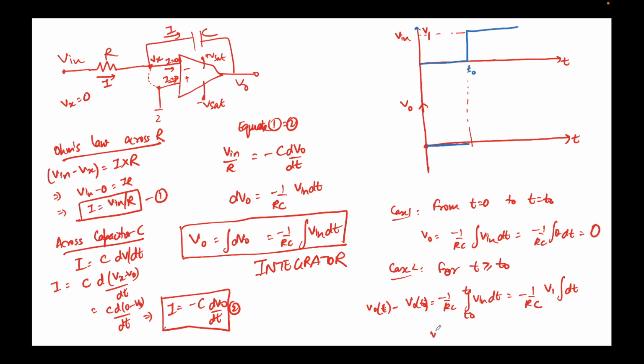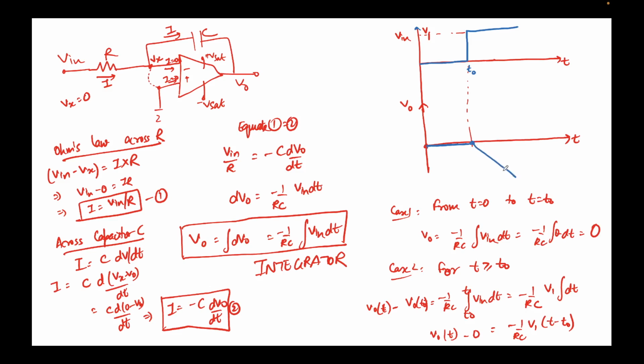So this expression will come out to be V naught of t. Now V naught of t naught is 0. At time t equal to t naught, the value of V naught is 0. So V naught of t minus 0 equals minus 1 by RC V1 times t minus t naught, right? Note that at time t equal to t naught, the value of V naught comes out to be 0, which is what we expect since this is a continuous function. However, from this time onwards, it will be a negative slope. Note that the coefficient of t is negative. So it will be a negative slope.